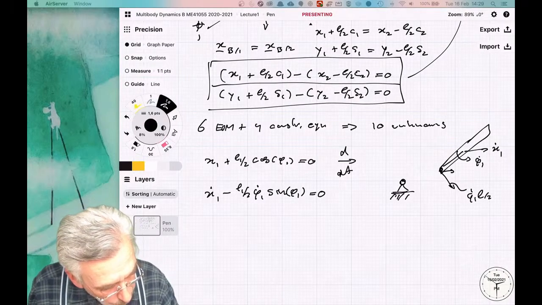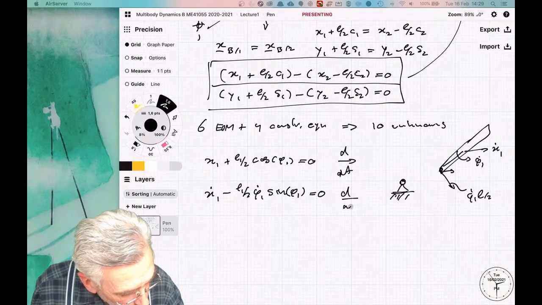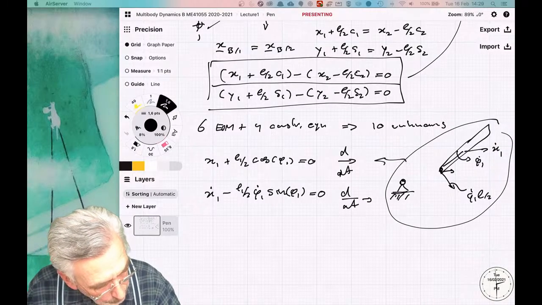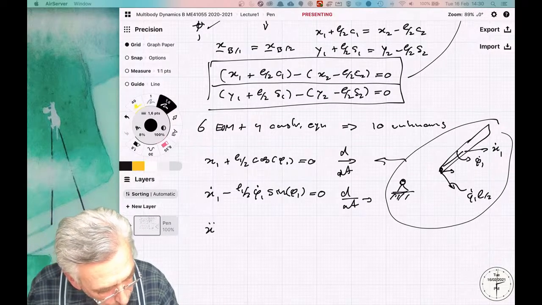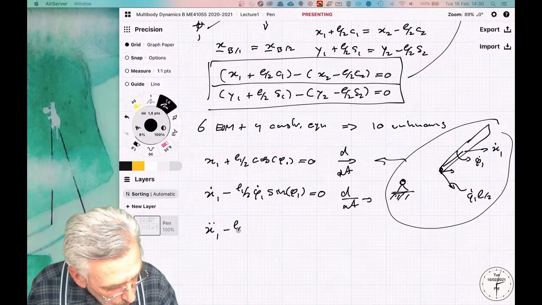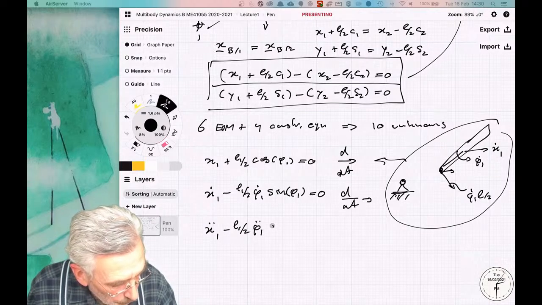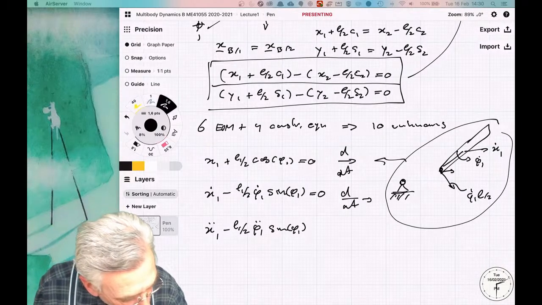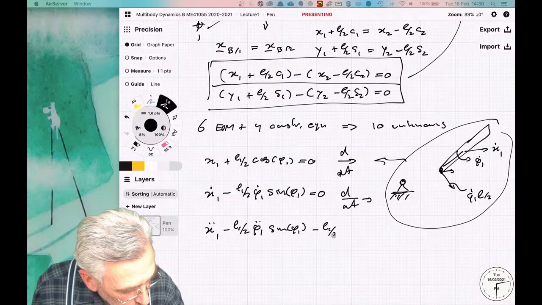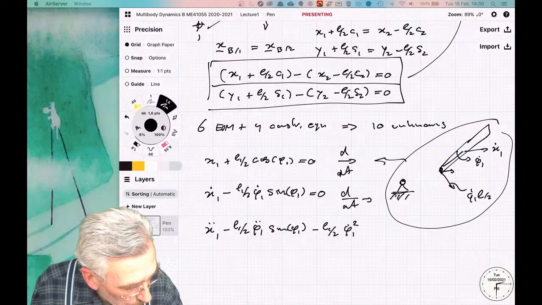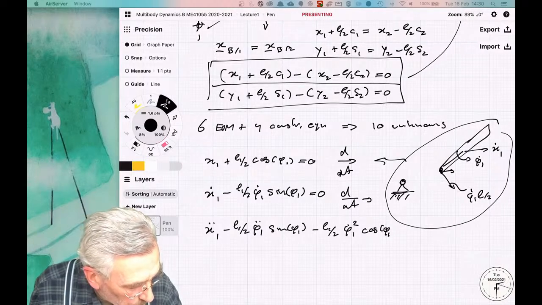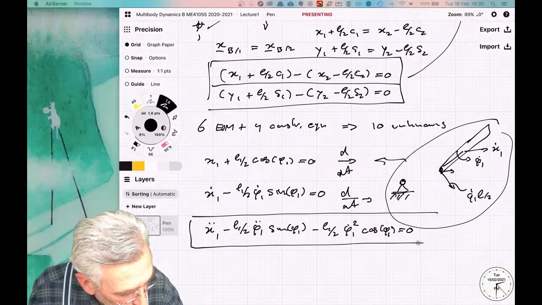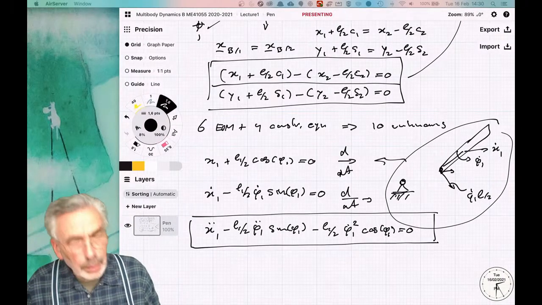Not enough. We have to differentiate that again to get it on the acceleration level. And so this is for the velocities here. Then we get x double dot 1, and now I first differentiate this one, L1 over 2 phi double dot 1 sine phi 1, and now I keep this constant and differentiate this, and we get minus L1 over 2 phi dot 1 squared cosine phi 1 equals 0. Now, this is finally our constraint equation on the acceleration.